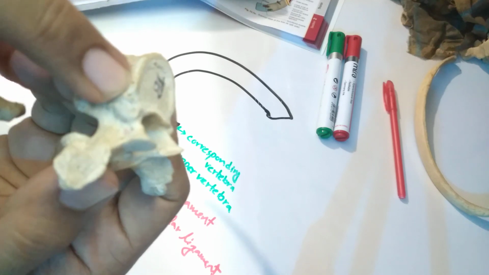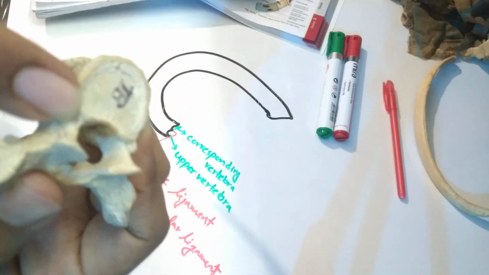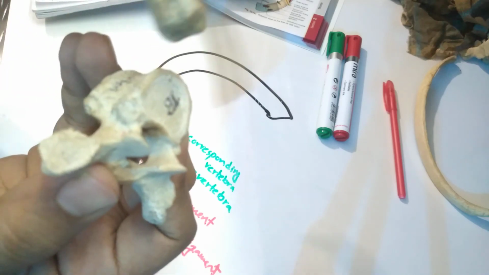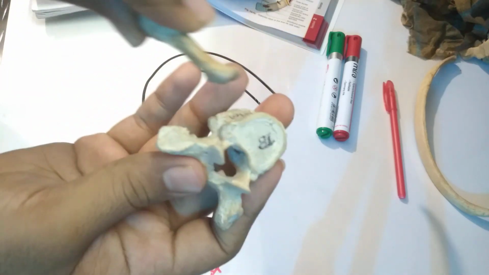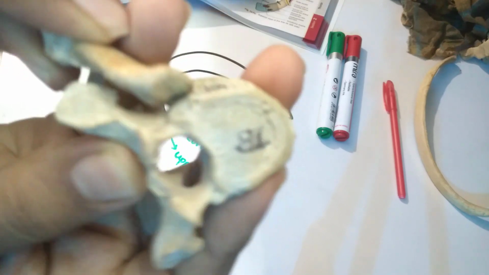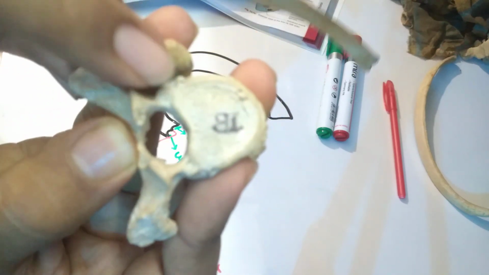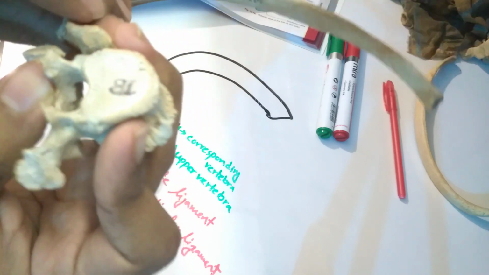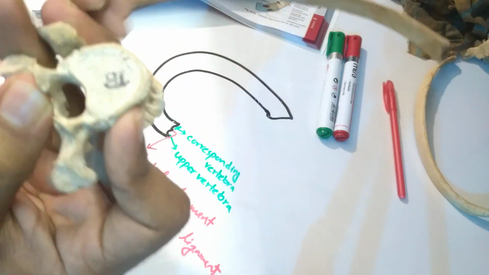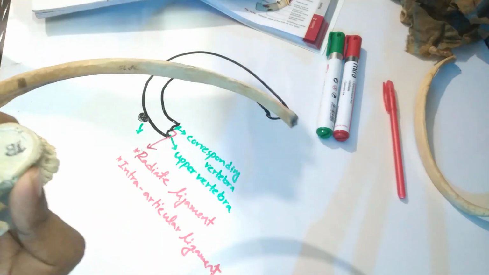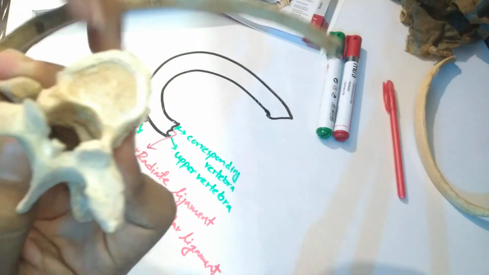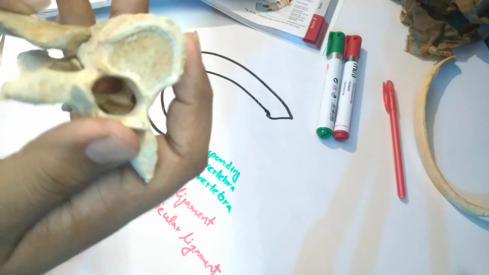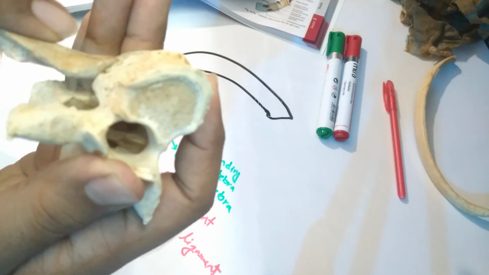This is the body of the vertebra, and here is the demifacet for the articulation of the rib, like this. The superior facet articulates with the upper vertebra, like this. This is the upper vertebra, and this is the articulation.